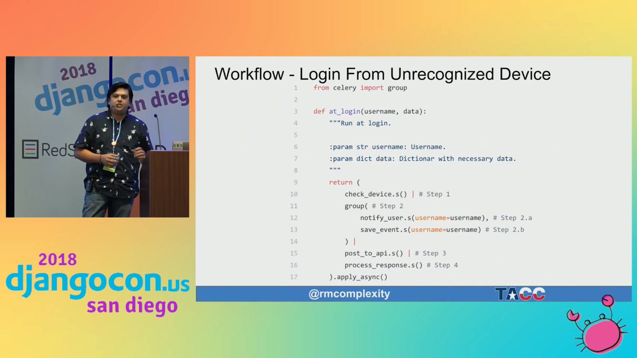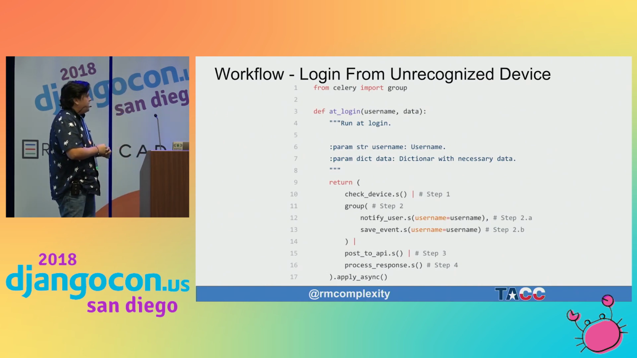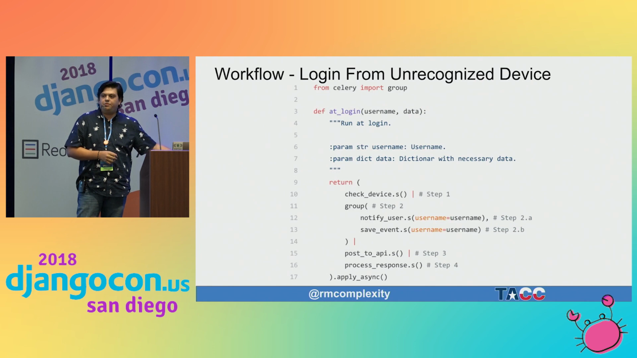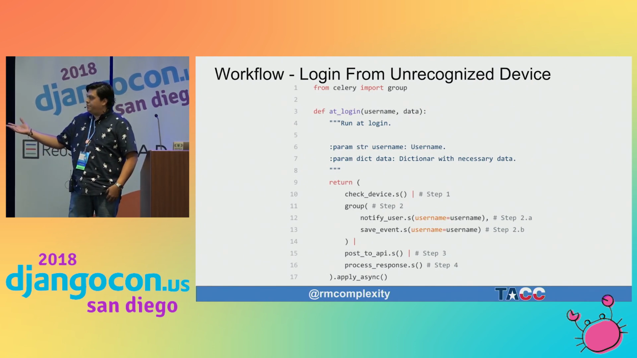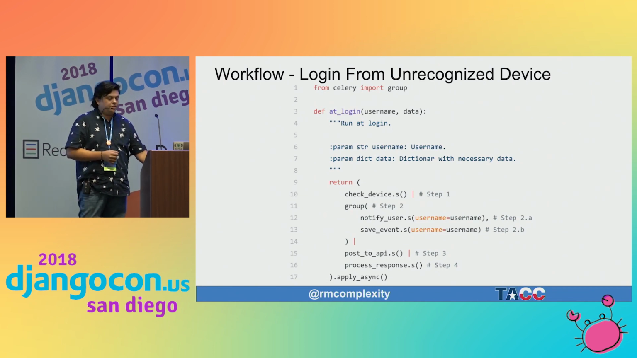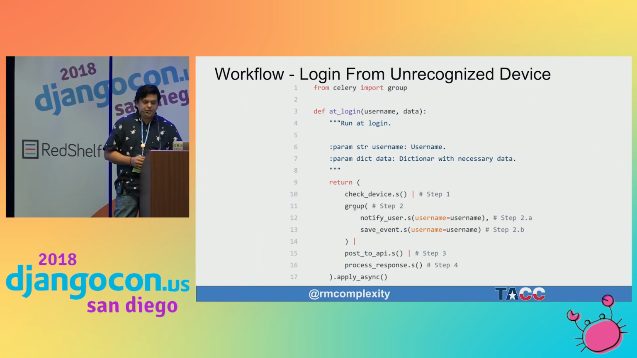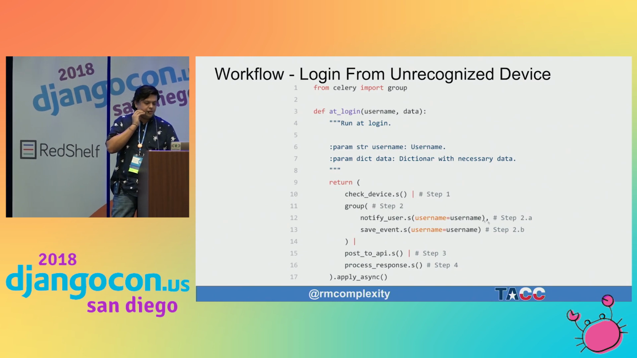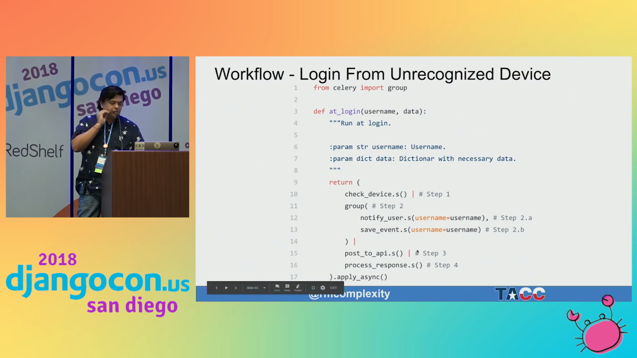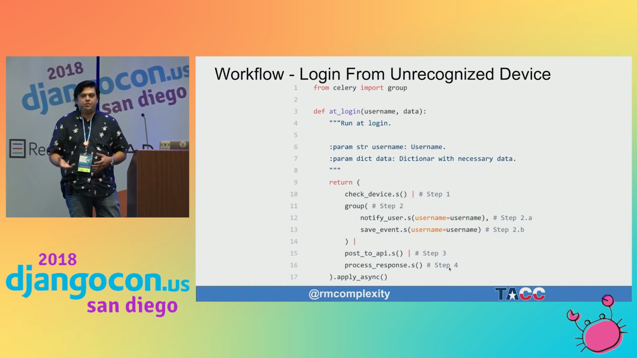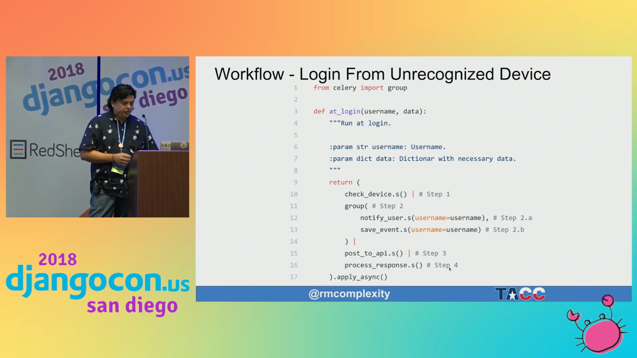So let's take a look at it in code. This is basically how it looks. And as we can see, Celery gives us all the different tools that we were talking about in order to do this. And it's very easy to read, and it's very easy to write, too. So first, as we can see here, we have our step 1. Then we have this step 2, which is the group that we're running in parallel. Then we have our step 3, where we're posting to our third-party API, and then we're post-processing the result from this external API.